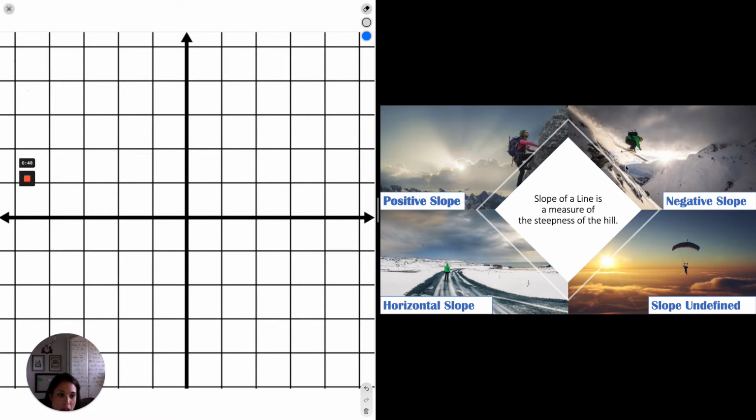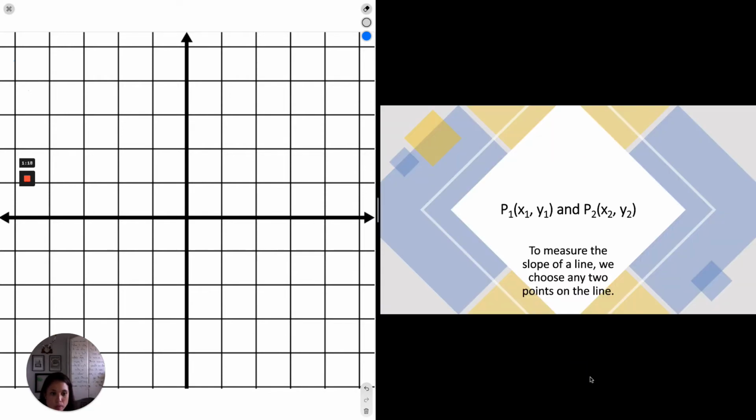Now check out the guy. He's skiing downhill, and if you graph a line that is going straight down, you're going to call that a negative slope. If you have a line that goes straight across on the x-axis, that is going to be called a horizontal slope. And sometimes you may have a problem where your slope is undefined and you cannot tell the steepness of the hill. And I'll show you what that problem will look like.